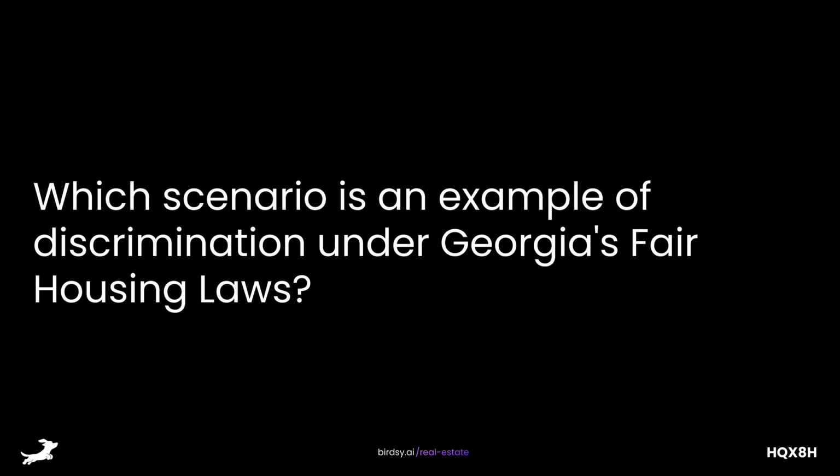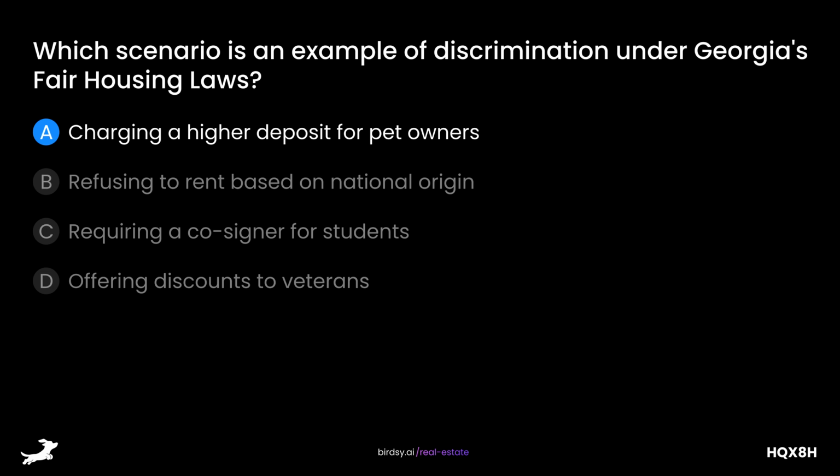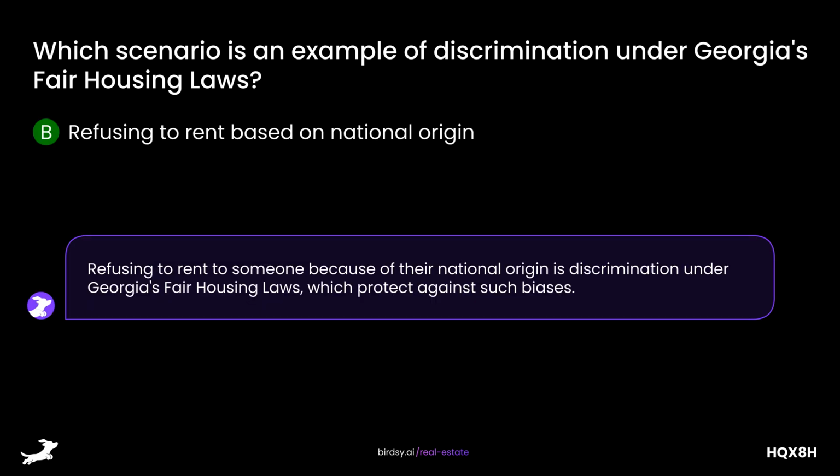Which scenario is an example of discrimination under Georgia's fair housing laws? Is it A, charging a higher deposit for pet owners, B, refusing to rent based on national origin, C, requiring a cosigner for students, or D, offering discounts to veterans? The answer is B, refusing to rent based on national origin. Refusing to rent to someone because of their national origin is discrimination under Georgia's fair housing laws, which protect against such biases.